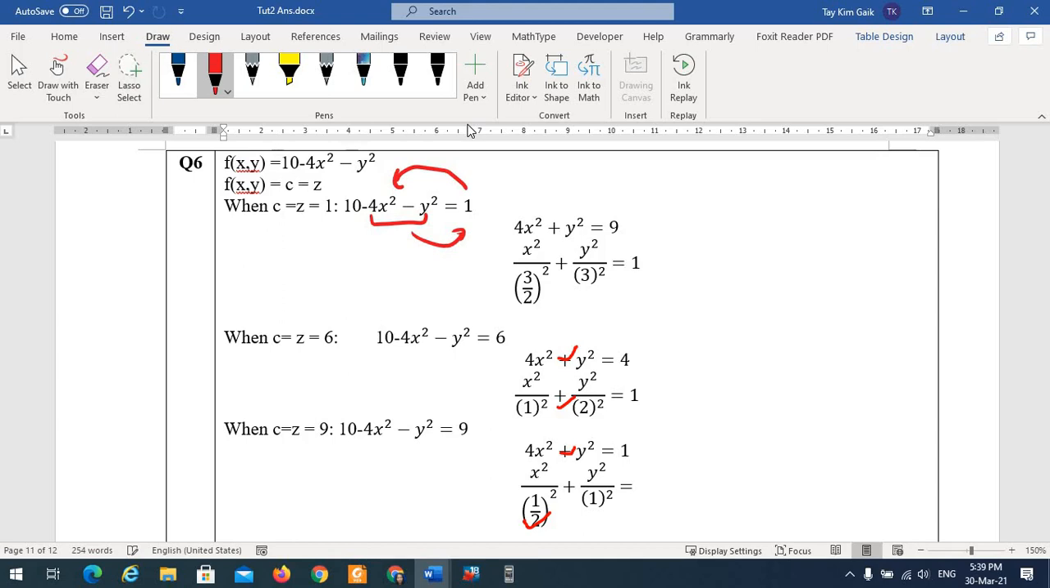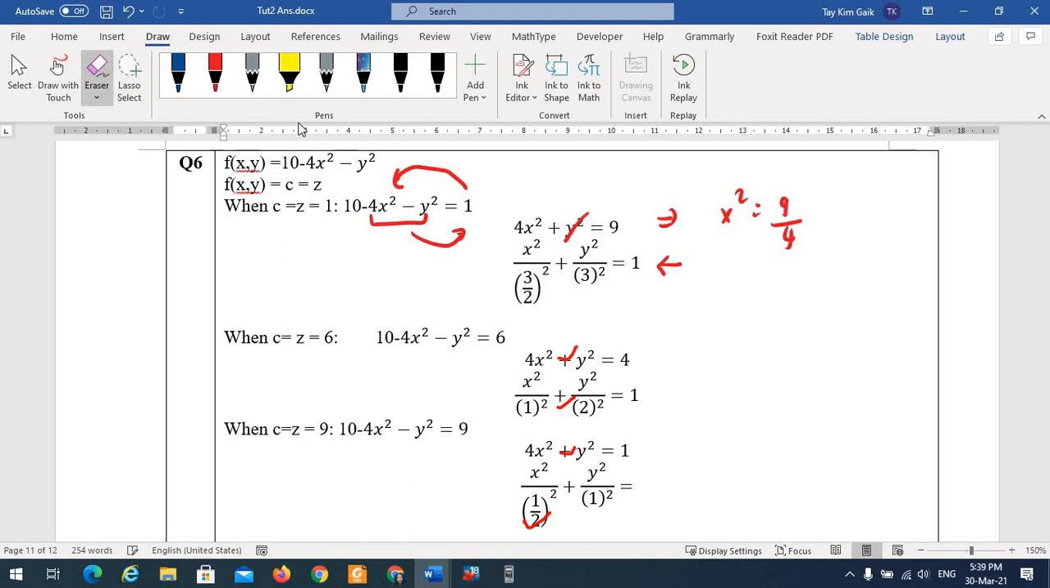So up to here, it is up to you if you want to change to this form. Some may face difficulty changing to this form, then you let y equal 0 to get your x-intercept. It will be the same thing. If you let y equal 0, 4x squared equal to 9, so x squared is 9 over 4, so x will be positive negative 3 over 2.